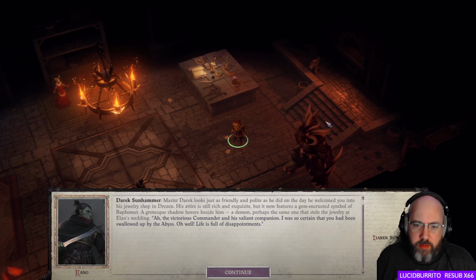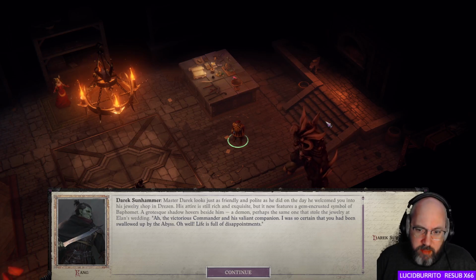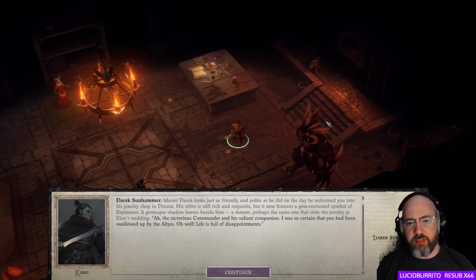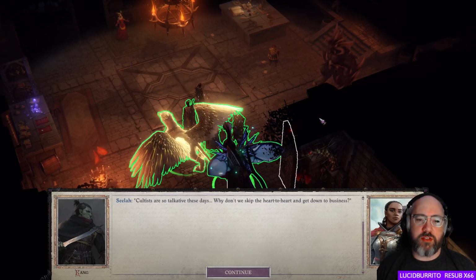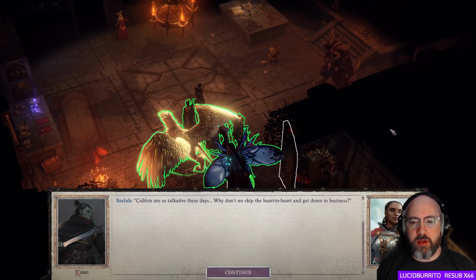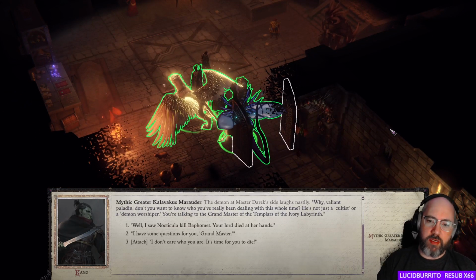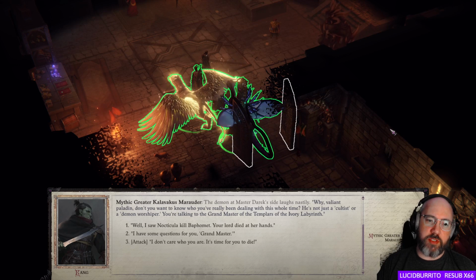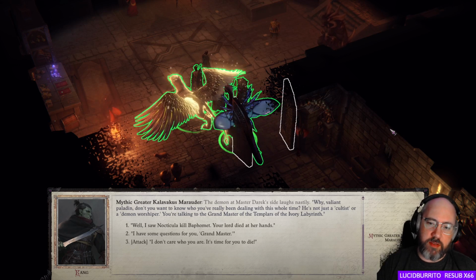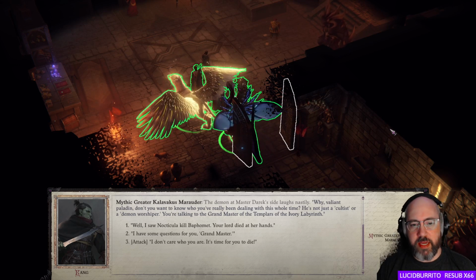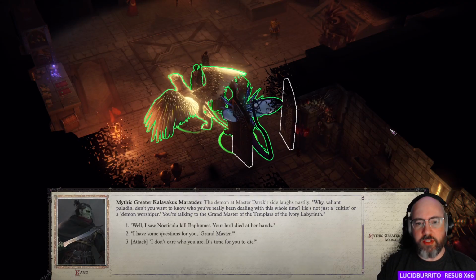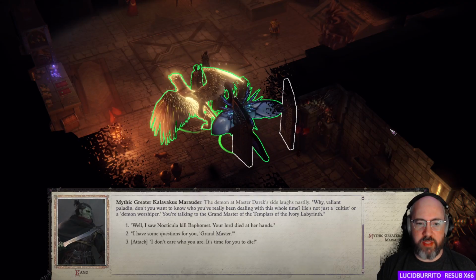The victorious commander and his valiant companion. I was so certain that you had been swallowed up by the abyss. Oh well, life is full of disappointments. Cultists are so talkative these days. Why don't we just skip the heart-to-heart and get down to business? The mythic Marauder. Why, valiant paladin, don't you want to know what you've been dealing with this whole time? He's not just a cultist or a demon worshipper. You're talking to the Grand Master of the Templars of the Ivory Labyrinth.